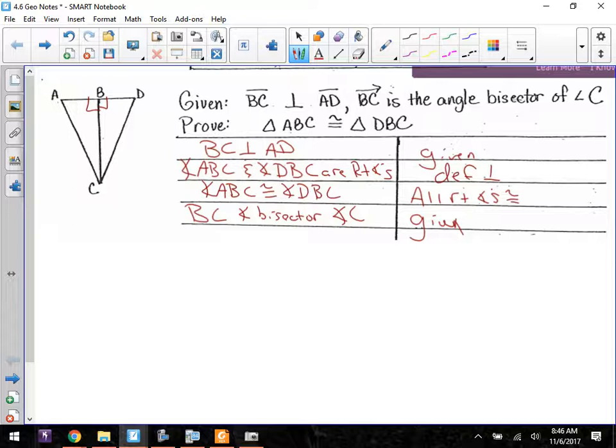So now we know that these two angles in here have to be the same. So we write down, with how many letters do we need, and a symbol. Angle ACB, you've got to remember, is congruent to angle DCB. What's that? And then the reason is definition of an angle bisector.